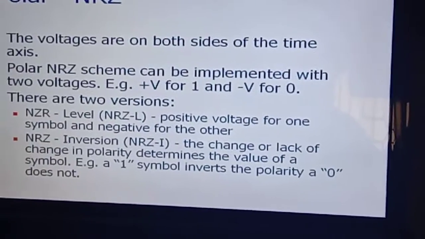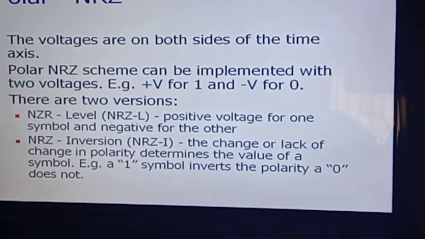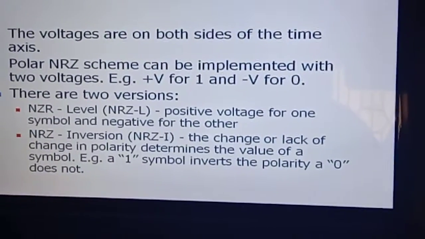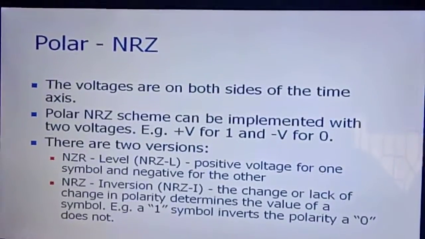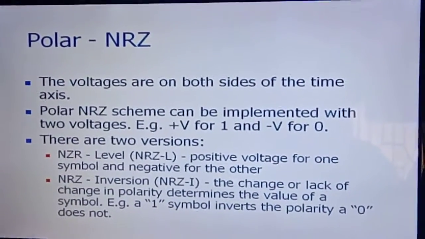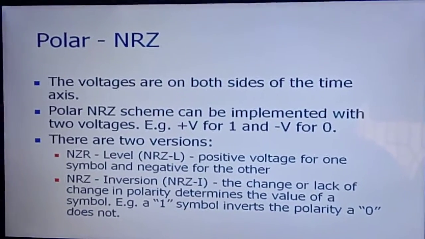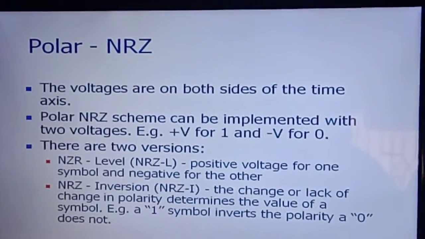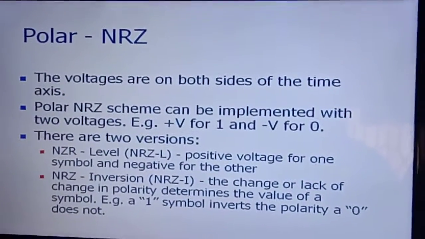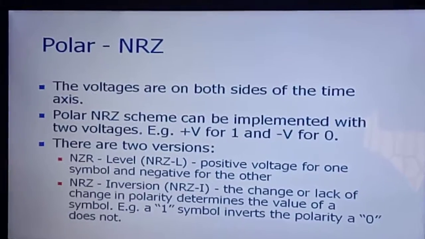In non-return-to-zero level, that is the first one, a positive voltage for one symbol and a negative voltage for another symbol are assigned and static, not altered. But in the second one, the change or lack of change in polarity determines the value of a symbol. For example, a 1 symbol inverts the polarity, a 0 does not invert.